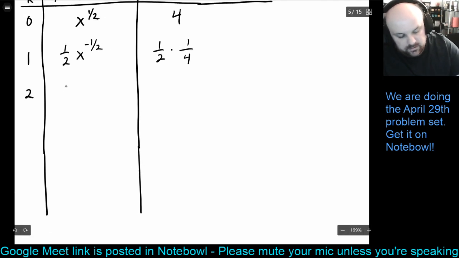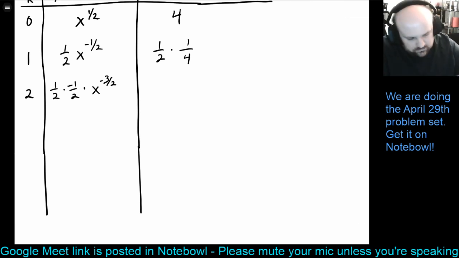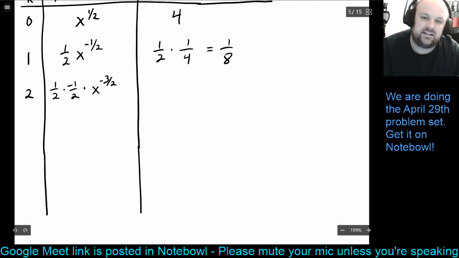When we take the derivative again, we're going to get 1/2 times minus 1/2 times x to the minus 3/2. Well, let's see if we can get a pattern like this. We'll look at simplified and unsimplified answers.